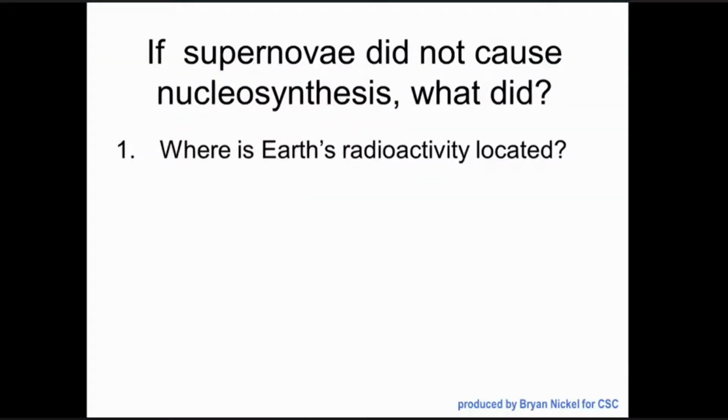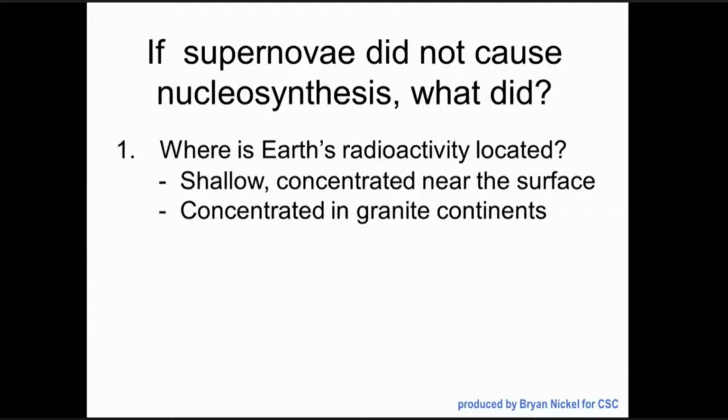So the answer to this first question: Earth's radioactivity is not uniformly distributed throughout Earth, as is expected if Earth evolved. Instead, we see that radioactive elements are concentrated in Earth's granite continental crust. The hydroplate theory will explain why.